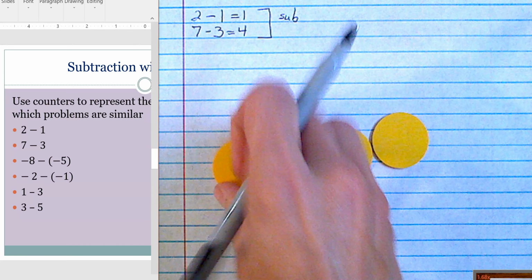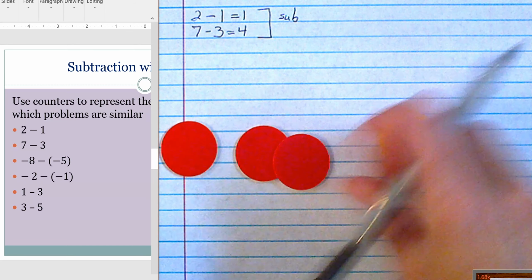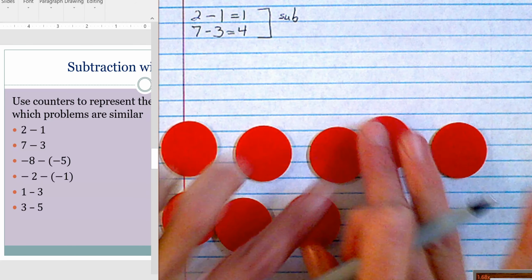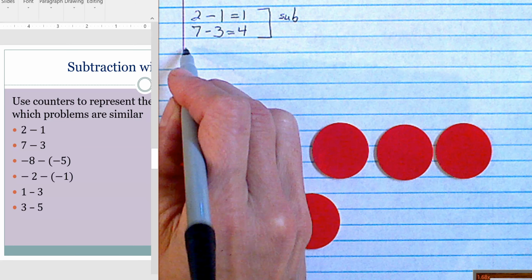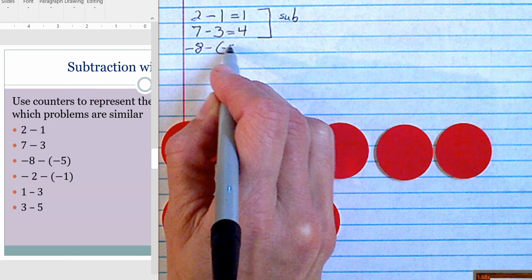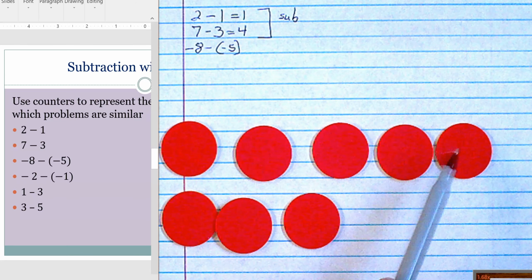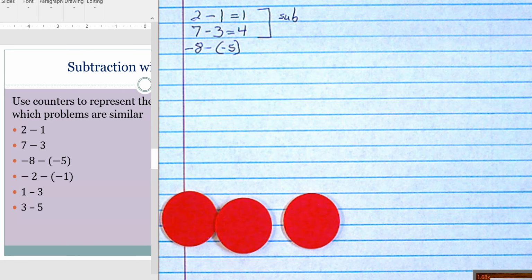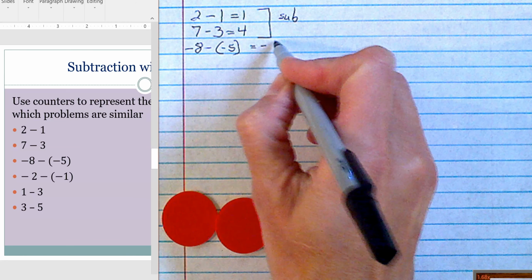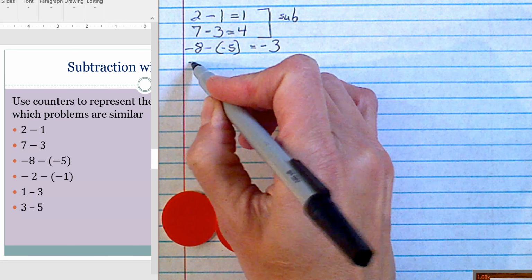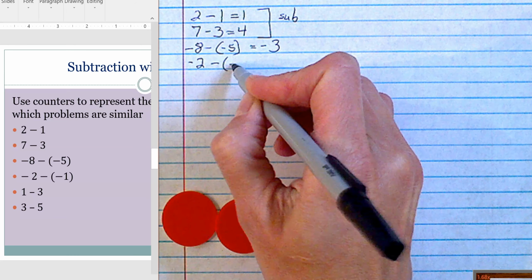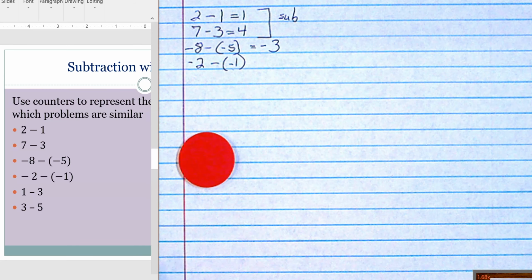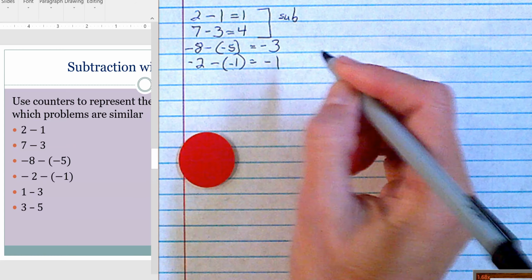The next problem is -8 to start with. So I start with -8, and I am to subtract -5. Because I started with 8 negatives, I actually have 5 negatives to take away. That leaves me with 3 negatives. Now let's take a look at -2 minus -1. I'm starting off with 2 negatives, and I am to take away 1 negative. That leaves me with -1.